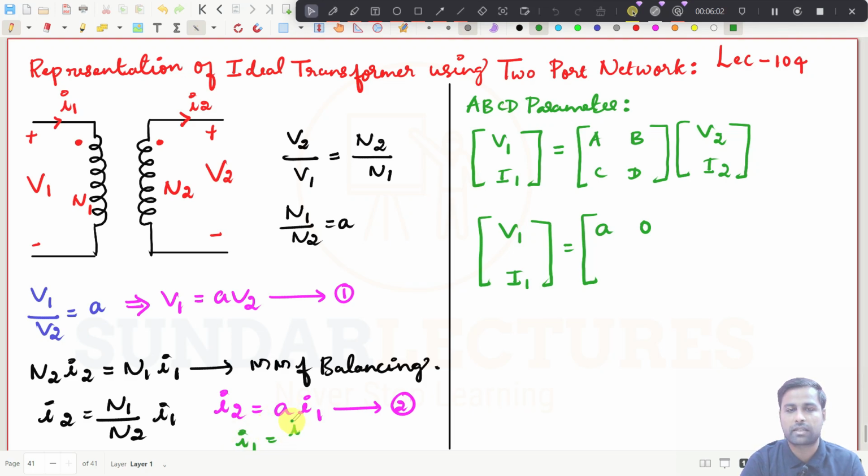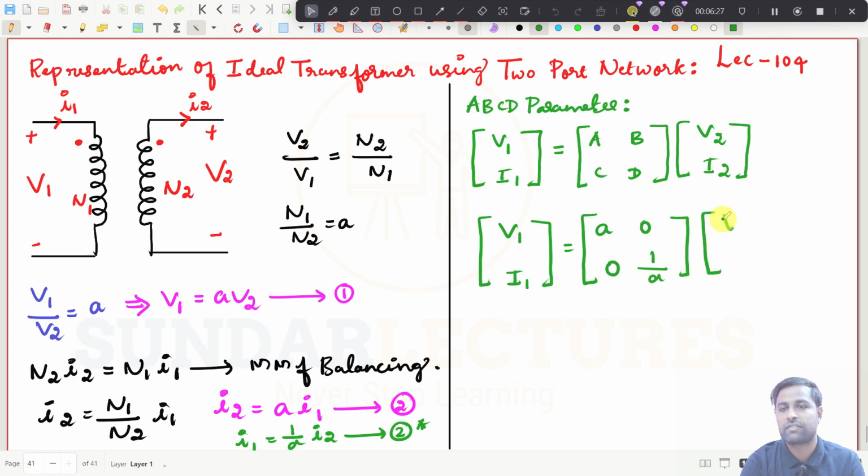This one can be written as 1 by A into I2. You can write like that also, right? So maybe you take this as equation number 2 star. Now you can write I1 in terms of I2. There is no V2 here, so this will be 0 and this will be 1 divided by A, and this is V2 into I2. Now if you simplify this matrix, you will get these two equations.